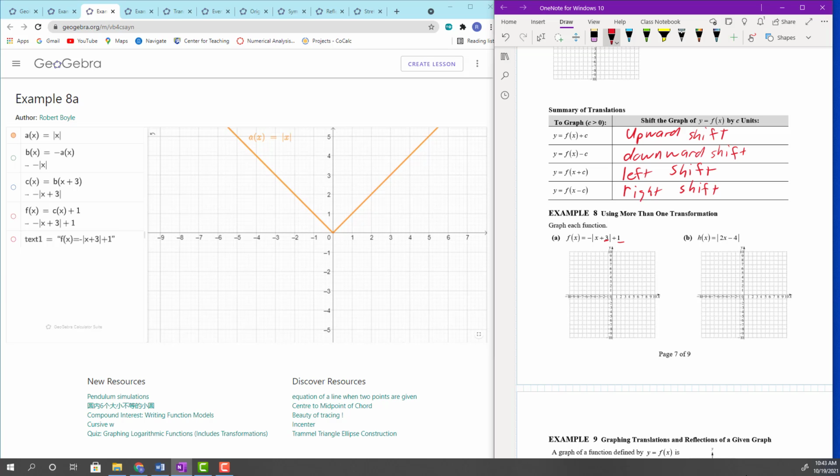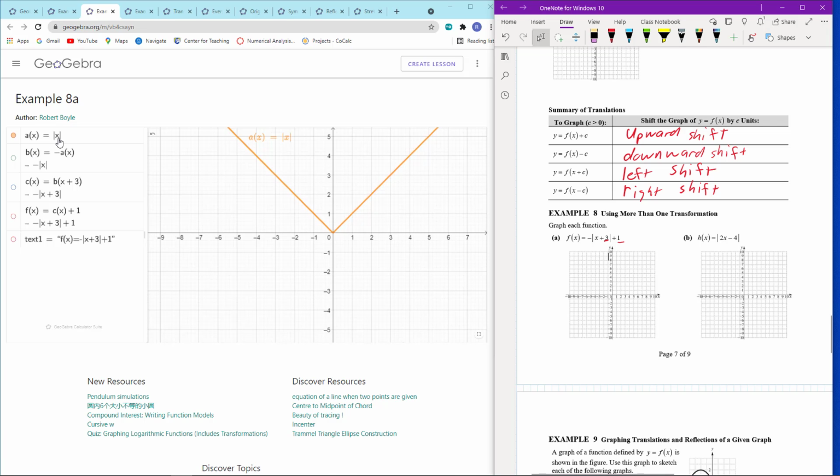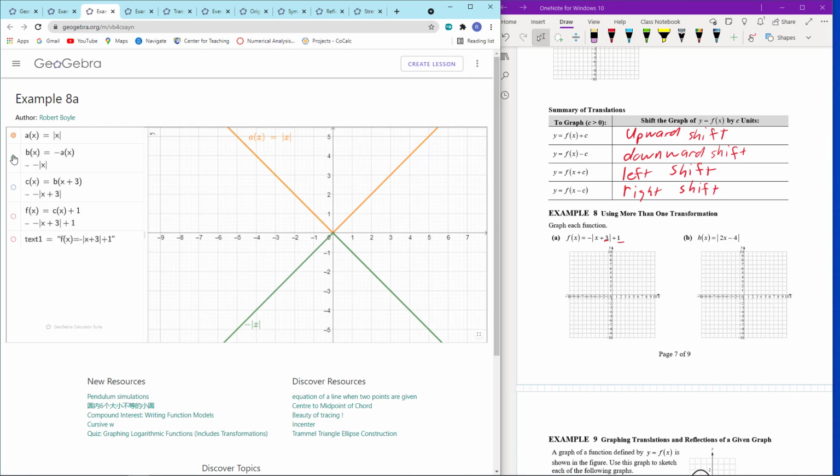Now typically it's best to do the multiplicative transformations or the reflections first. So let's go ahead and do that. Here we have basically the absolute value of x. So the first part is going to be reflecting, which is to do the negative sign, reflecting about the x-axis. That will give me this, which is basically negative the absolute value of x.